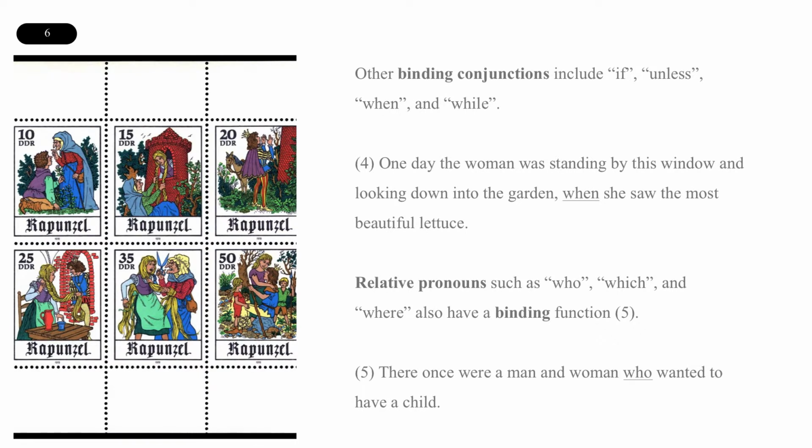Other binding conjunctions include if, unless, when, and while. And here's an example. Now, relative pronouns such as who, which, and where also have a binding function.